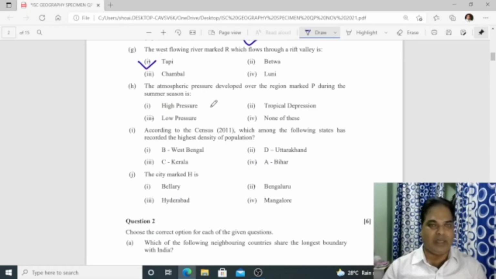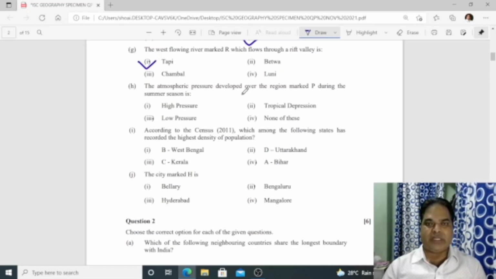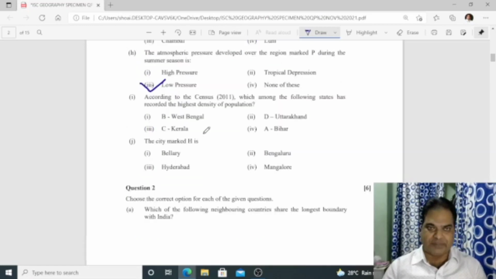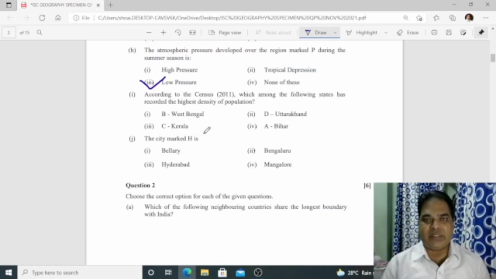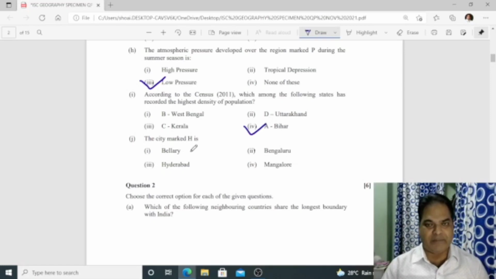G. The atmospheric pressure developed over the region marked P during the summer season is low pressure. Number 3 is the correct answer. I. According to Census 2011, which among the following states has recorded the highest density of population? West Bengal, Uttarakhand, Kerala. The answer is Bihar.